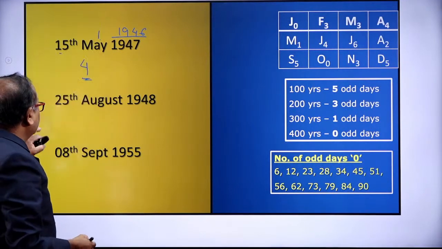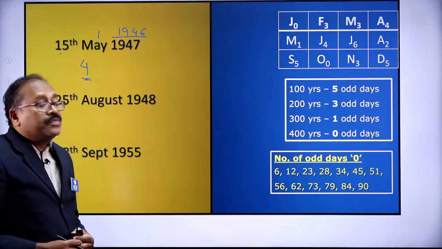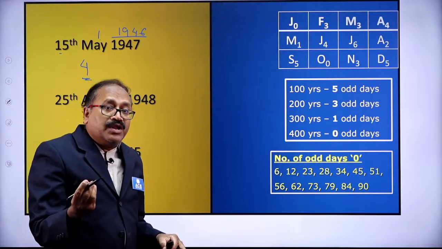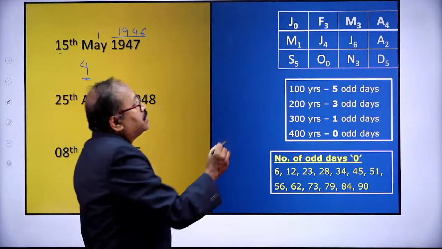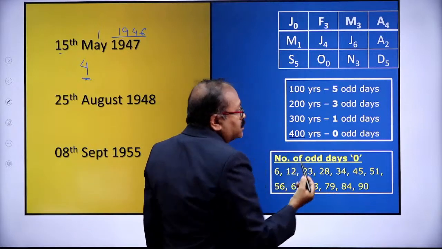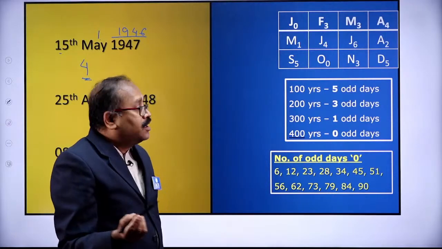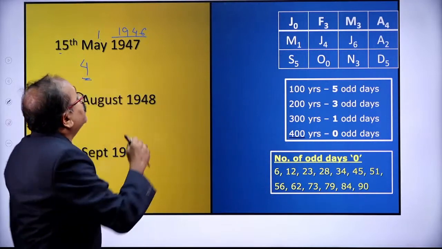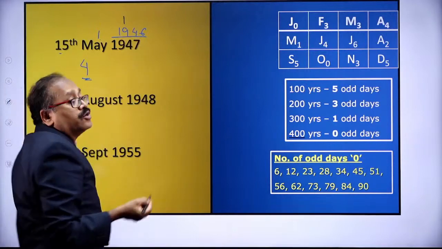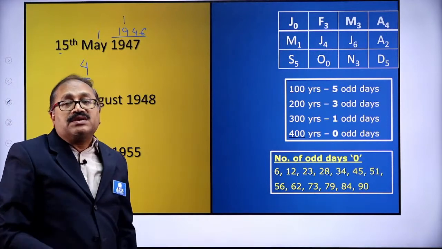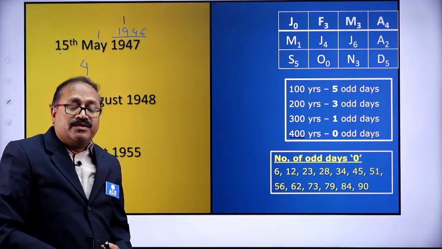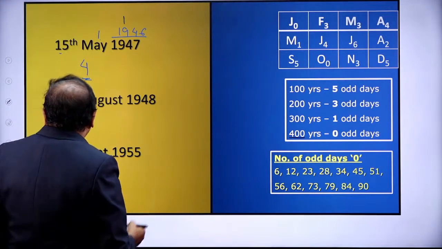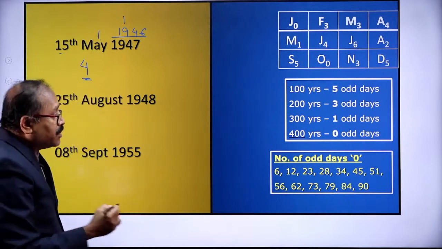Now I will take the black color, it will be more visible to you. For 1900, you take it as 1600 plus 300. 1600 will have 0 odd days as it is a multiple of 400, and 300 has 1 odd day. That you will remember. For 1900 years, you will write down 1 odd day. For 46 years, how many odd days are there?